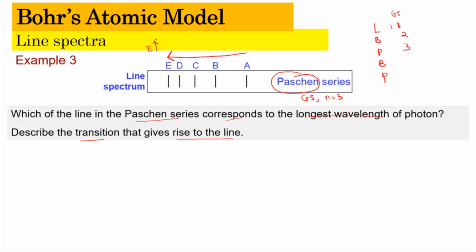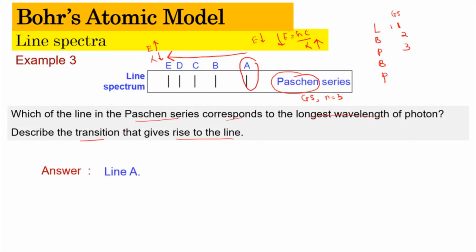So when it is the higher energy, it's going to have the shortest wavelength. So you know that A here will have a lower energy. And when it has a lower energy, then the wavelength is going to be the longest. So you know that A has the longest wavelength.